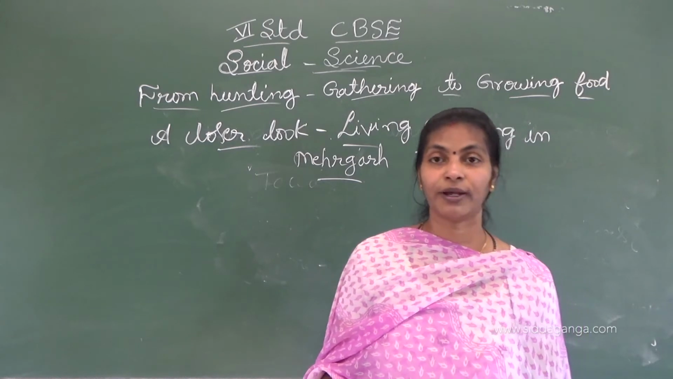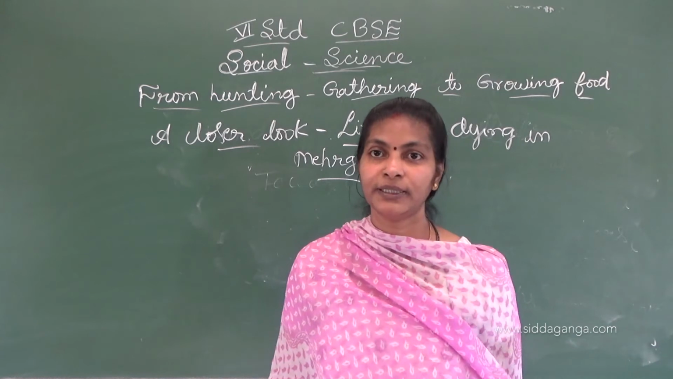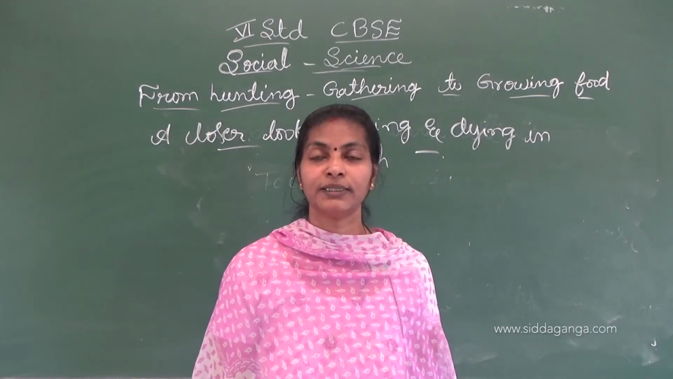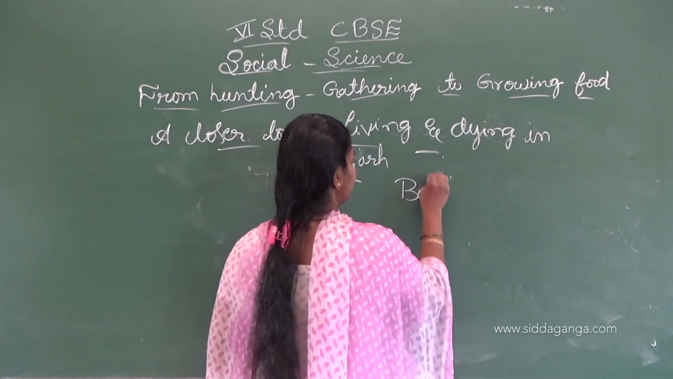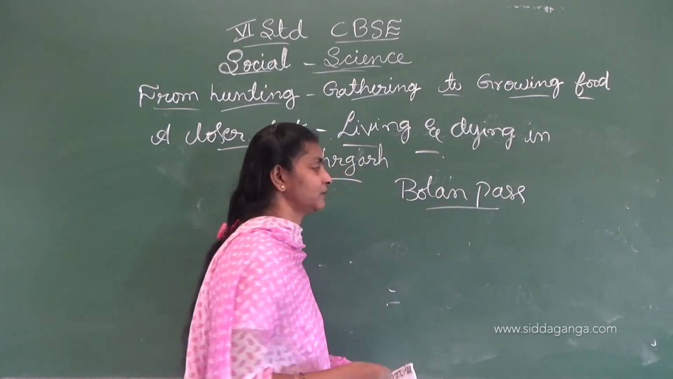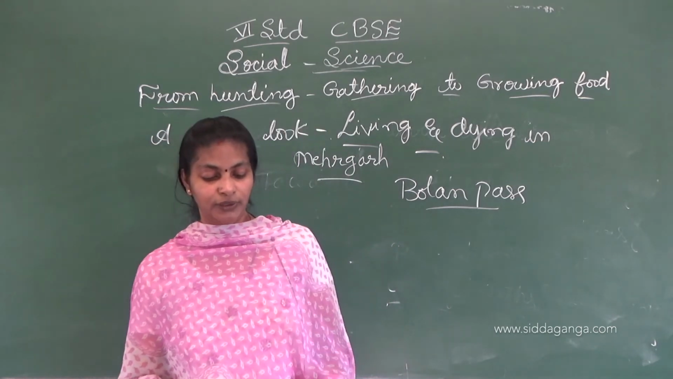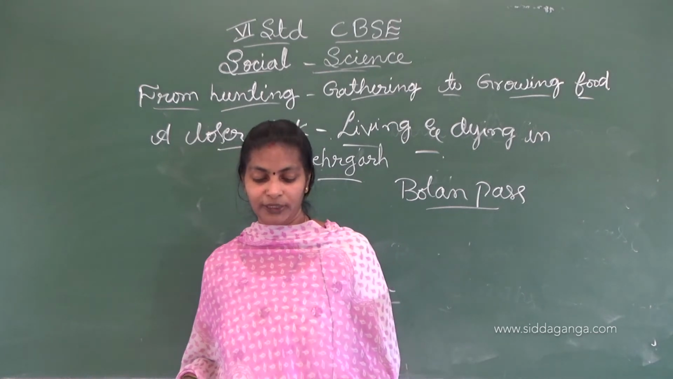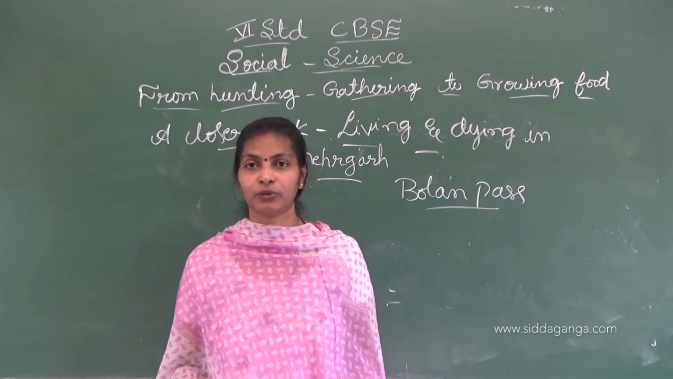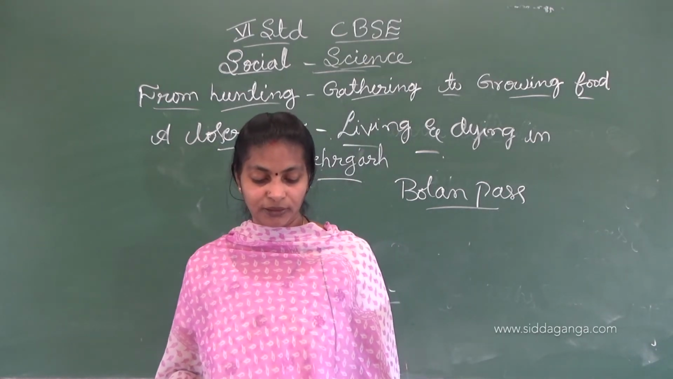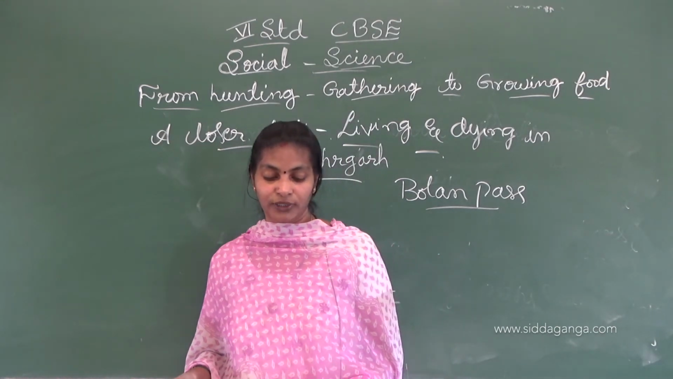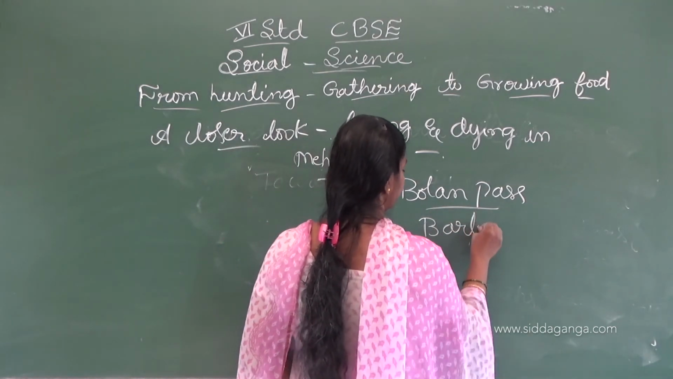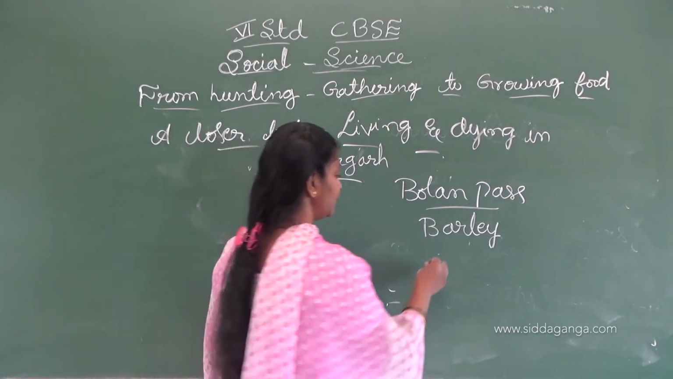This site, Mehergarh, is located in the fertile plain near Bolan Pass. Bolan Pass is one of the most important routes into Iran. This was the place where people first learned to grow barley and wheat.